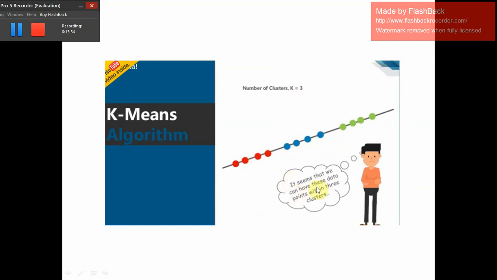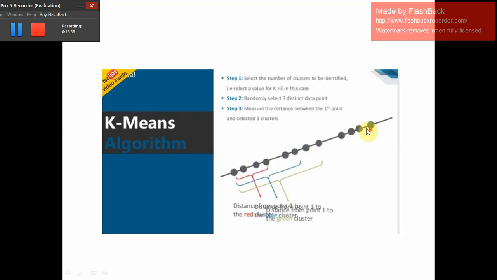It seems that we have these data points within the three clusters. So within the three clusters we have the data points, and now we want to club the clusters. So the first step is to select the number of clusters to be identified, that is, select the value k equal to 3 in this case.